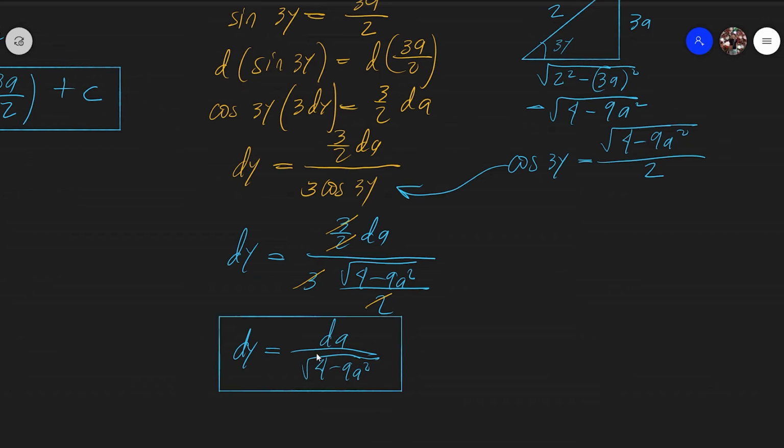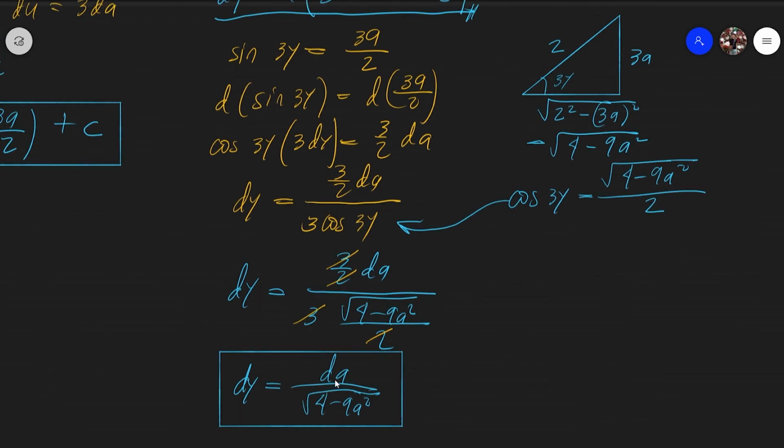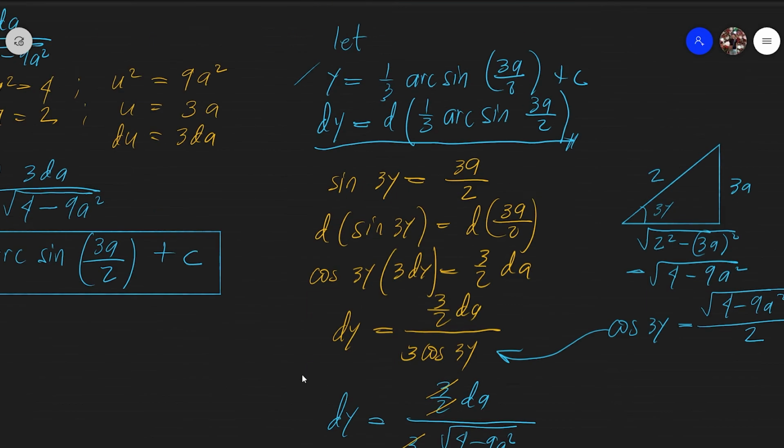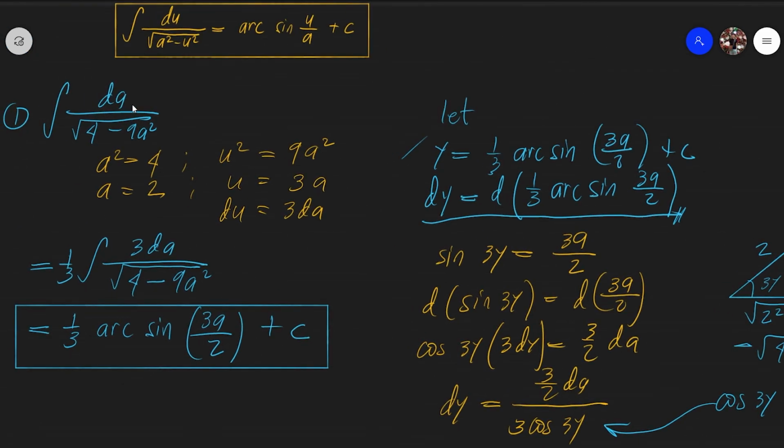Or this is the differential of our answer. That is dA all over the square root of 4 minus 9a squared. Now, as you notice, it's the same with the original given function. So, therefore, we can say that our answer is indeed correct. And that is 1/3 arcsine 3a over 2. So, this one is correct.